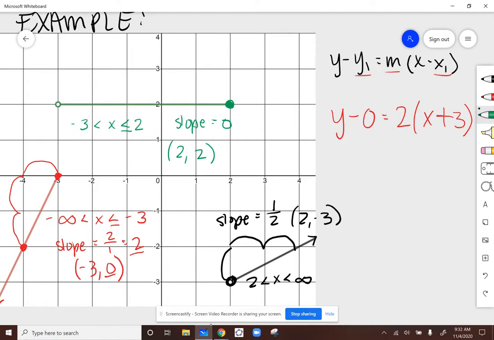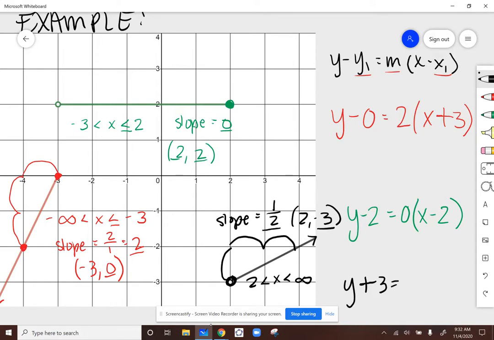For our green one, I got y minus. My y value here is 2. My slope is 0. X minus, and my x value is 2. And finally, our black line, we got y minus. My y value here is a -3, so this is just like earlier, a negative and a negative will make that positive. My slope is 1/2, and x minus, and my x value is 2.